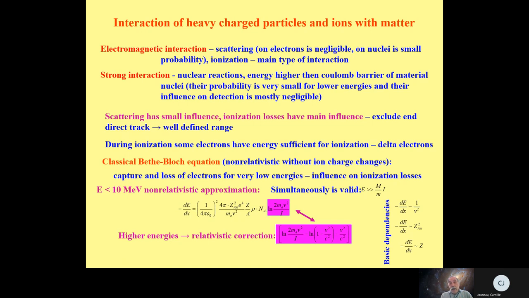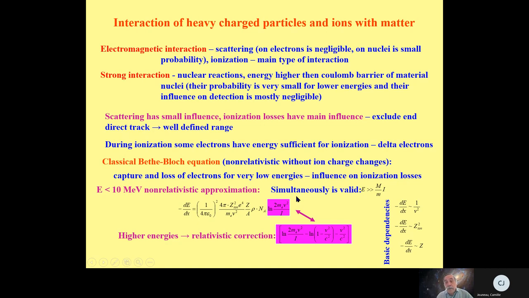Okay, and the third part of this equation depends on the properties of the material. Here is the atomic number of this material, and the density of atoms in this material. This Z is given by the number of electrons, because it's clear that the ionization depends on how many electrons will be met by this particle.